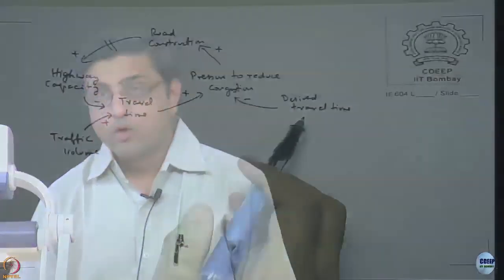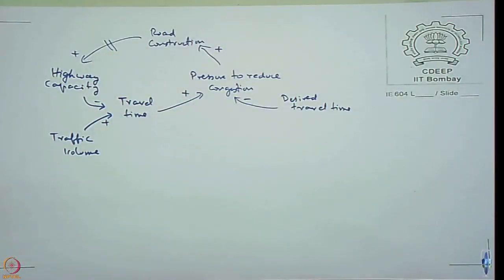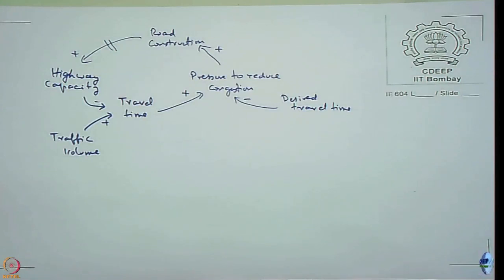But what is the goal here? The goal has to be defined explicitly. It can't keep on happening like this. So, the goal is the desired travel time. Based on that, you decide whether it is to be 1 lane to 2 lanes, or 1 to 4 lanes, or 1 to 6 lanes. It depends on the desired travel time. So, this defines the goal of the system.